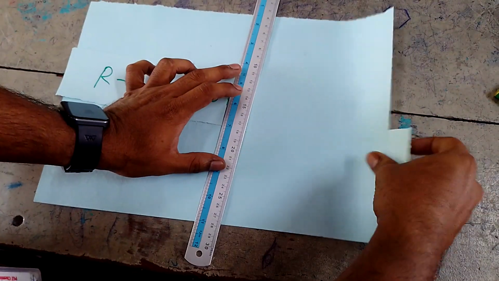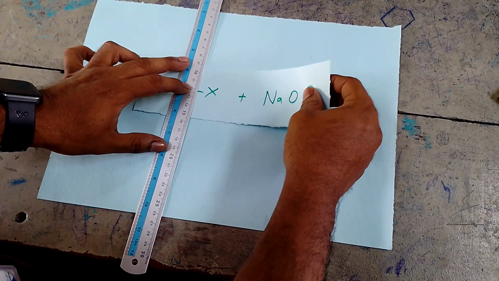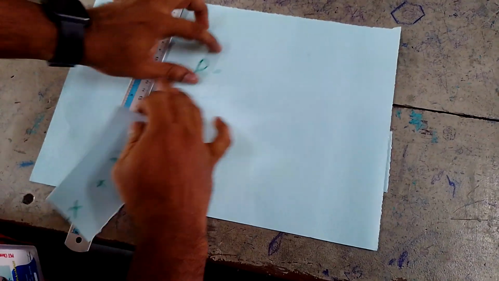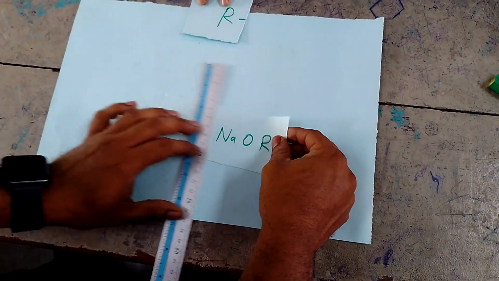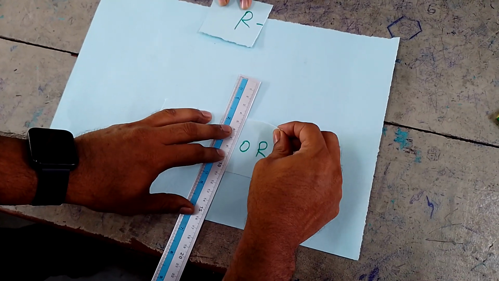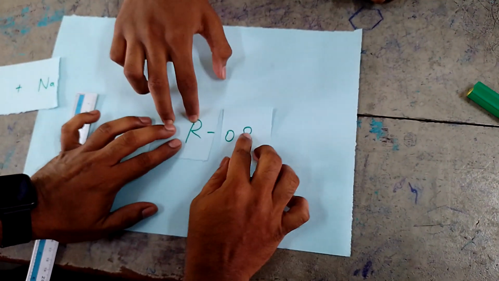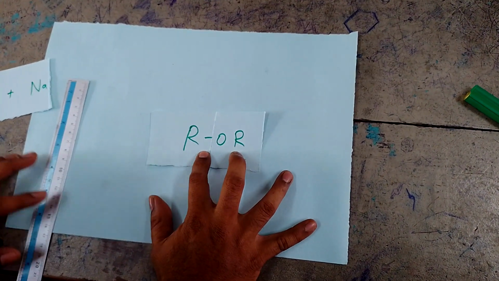So this bond between the alkyl and the halide will break, and the bond between the sodium and oxygen breaks. When these two are combined, we are getting an ether. This is the general formula of an ether.